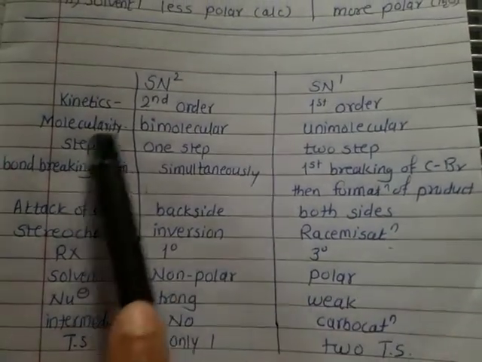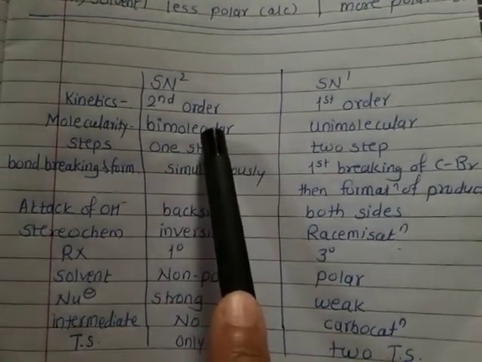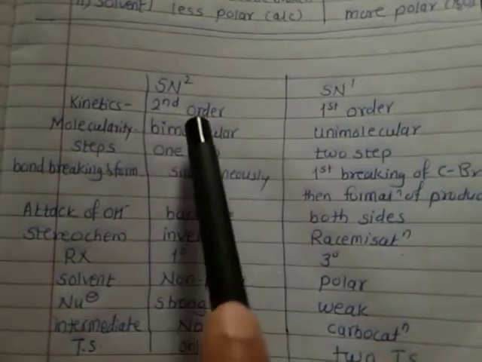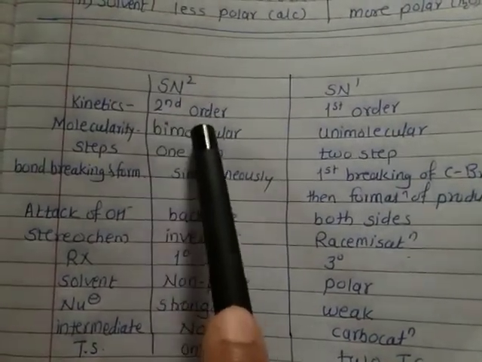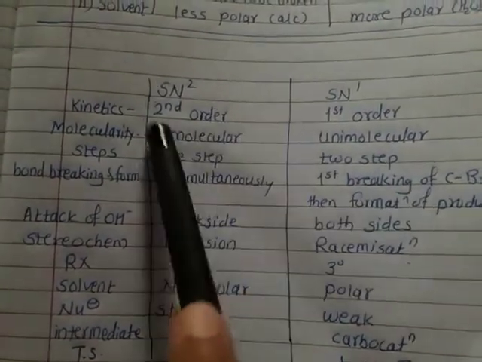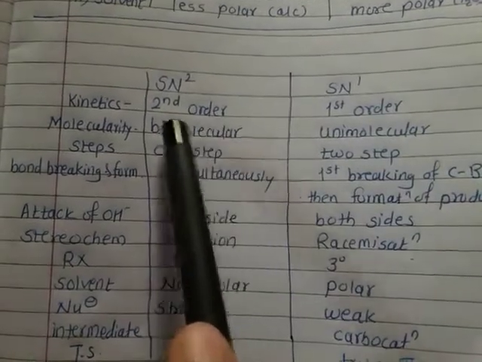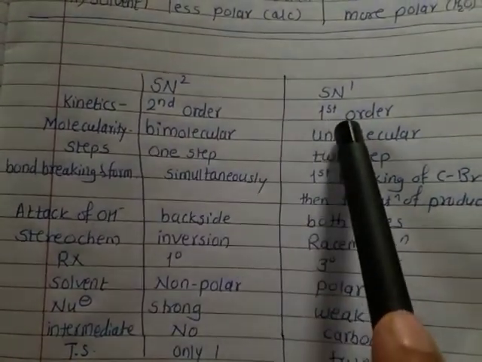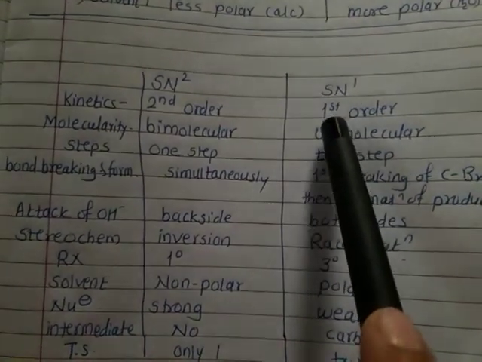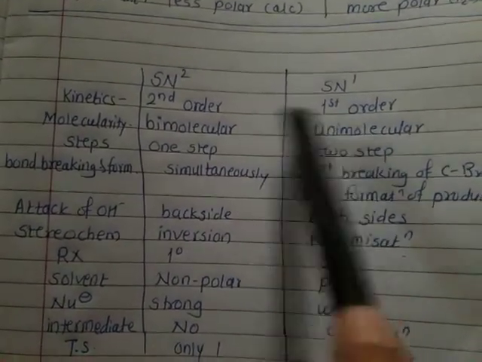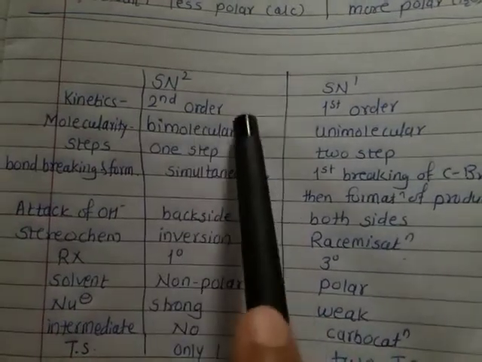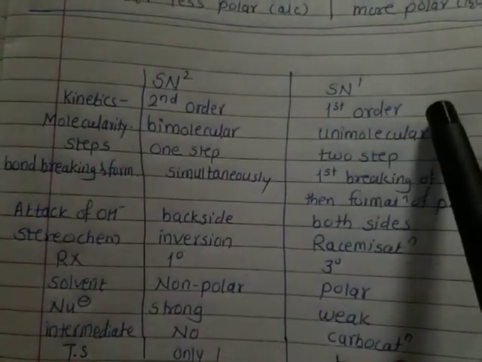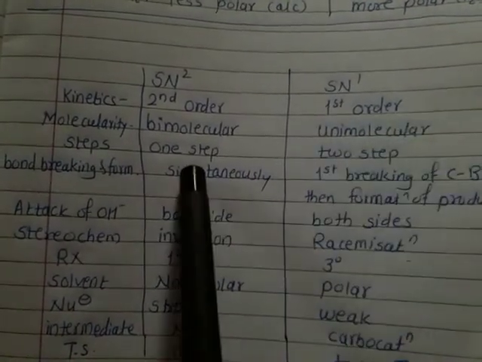See, this is a second order reaction. It means the rate of SN2 reaction depends upon the alkyl halide as well as OH minus. Two molecules are involved in this reaction, so its order is 2. And here one molecule is involved in the reaction, so its order is 1. So kinetics tells that SN2 is a second order reaction and SN1 is a first order reaction.